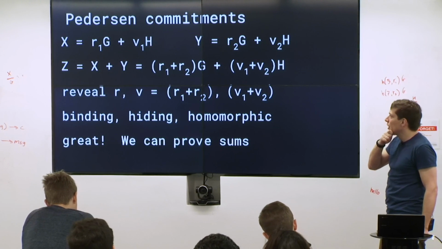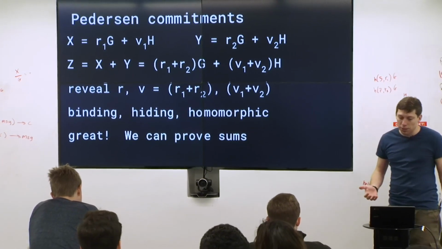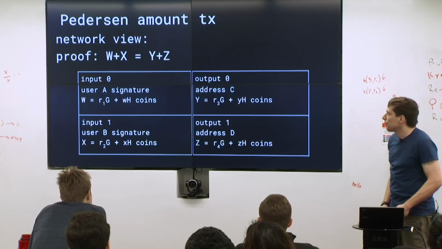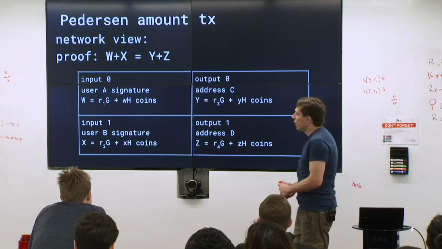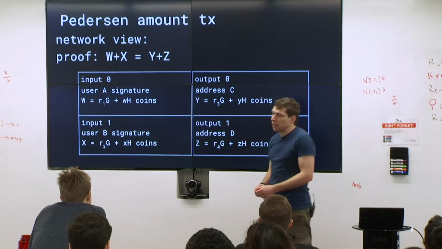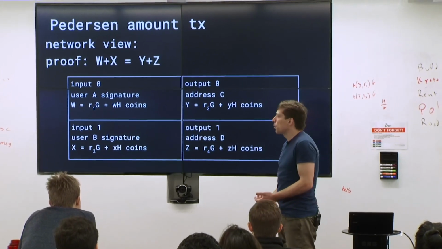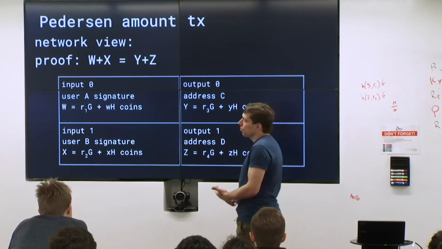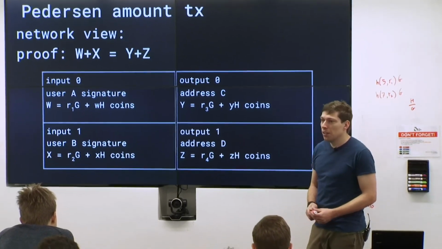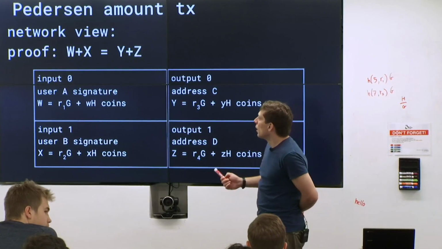Binding, hiding, homomorphic. You reveal the sum of the r's. You reveal the sum of the v's. Works. So basically now, instead of coin amounts, which are 8-byte uints, or int64s, I just provide elliptic curve points, which are 33 bytes, so it's a bit bigger. Not a huge deal. I can put another 20-something bytes in my outputs, no big deal.